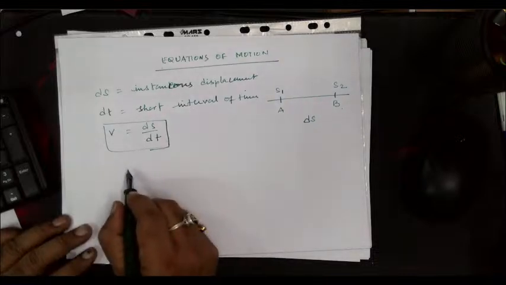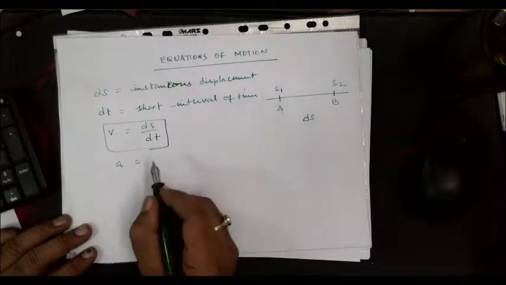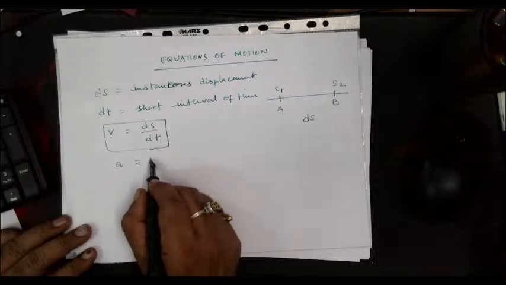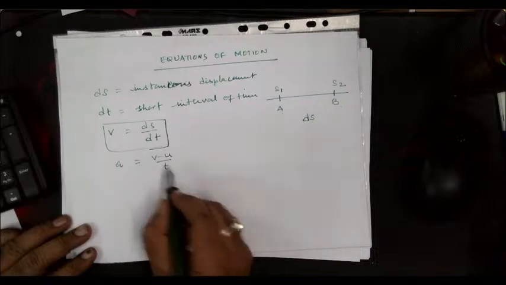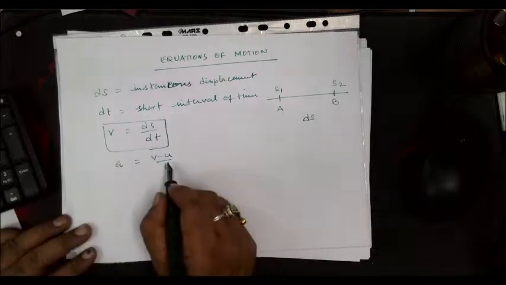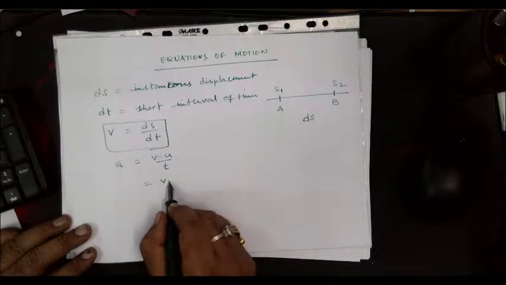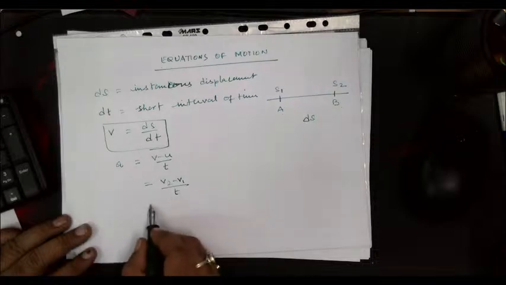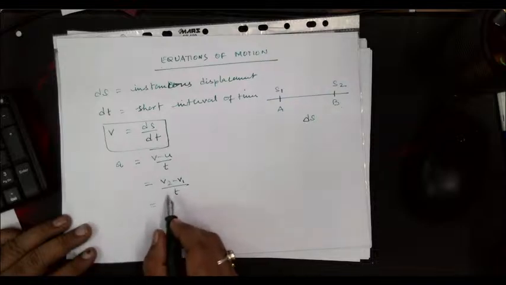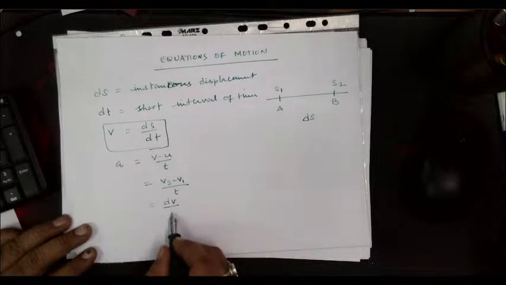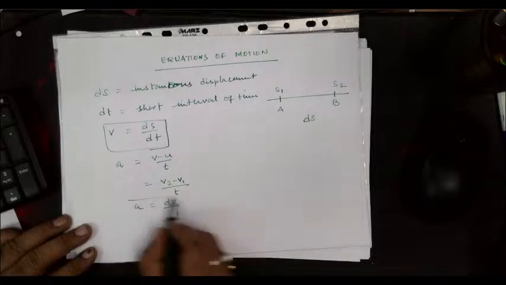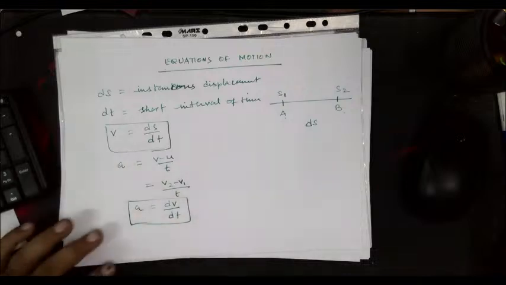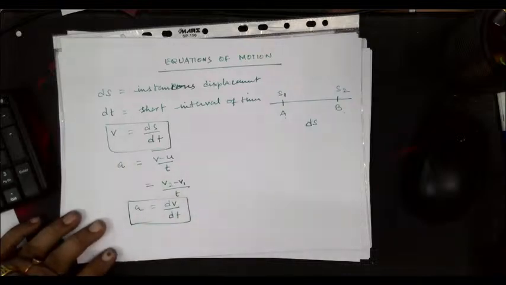And the acceleration means change of velocity divided by time. That is v minus u divided by time. And we can represent this as v2 minus v1 also, the change divided by time. And when it happens in short interval of time, that is the dv. So in short interval of time, acceleration can be represented as a is equal to dv by dt. Right?